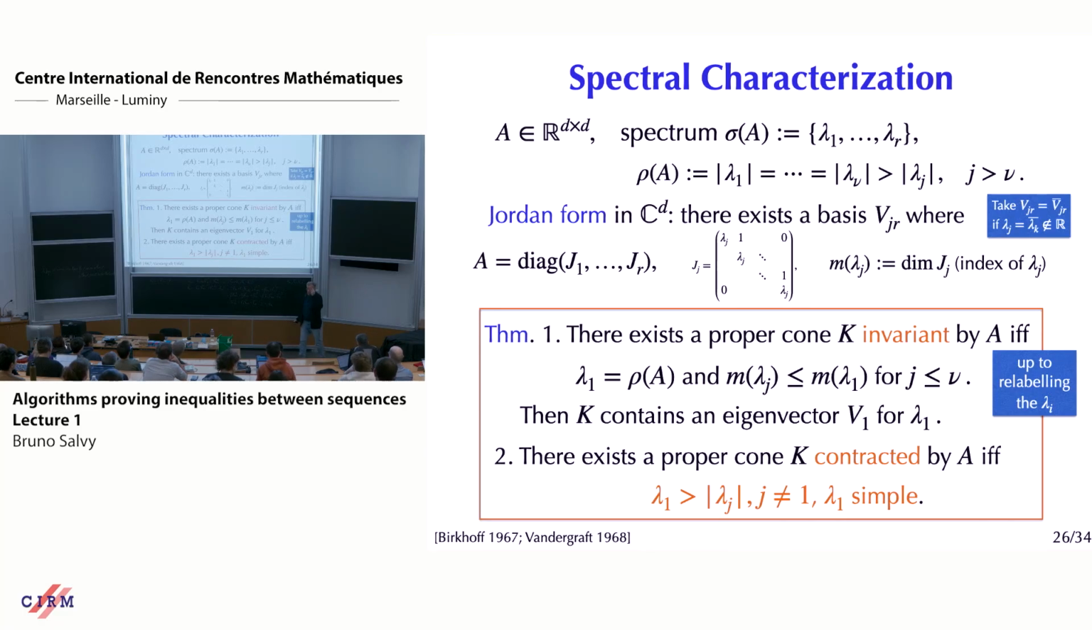Okay, in the contracted case, it's much simpler. It's this condition that we've seen before. It's the easy condition to work with positivity. The first one is real, positive, and it dominates all the other ones. And moreover, it's simple. The index is 1. And this is actually an extension of Birkhoff's result that was done by Van der Graaf the year later. And he also proved the converse direction.